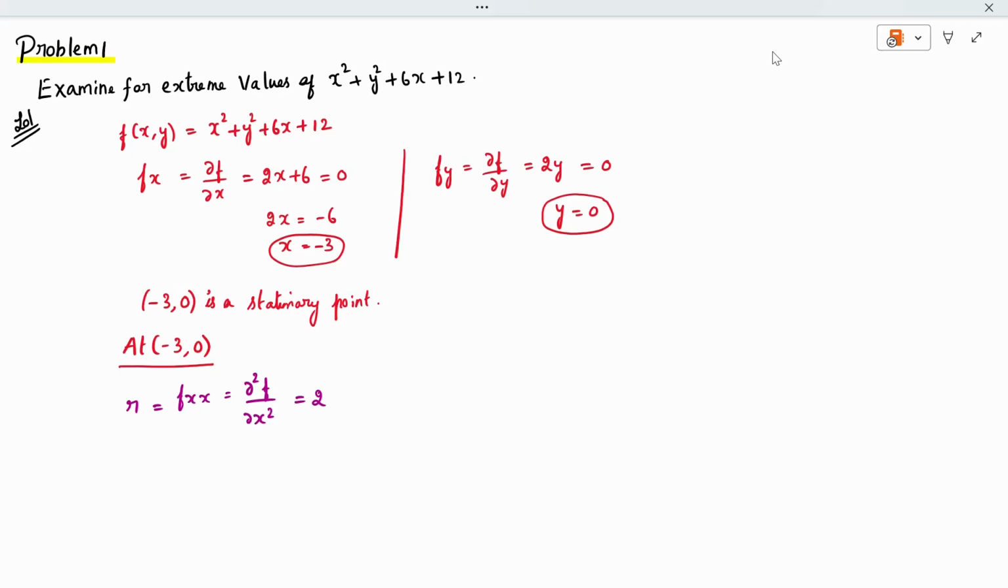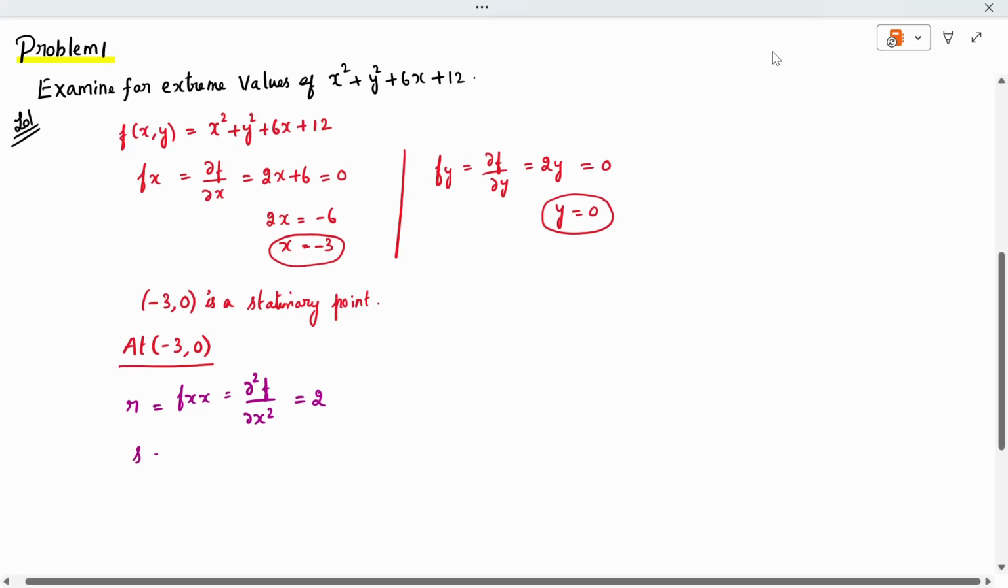So r is calculated. Next, I have to calculate s. s is nothing but fxy, dou squared f by dou x dou y. That means dou by dou x of dou f by dou y, and dou f by dou y is 2y.